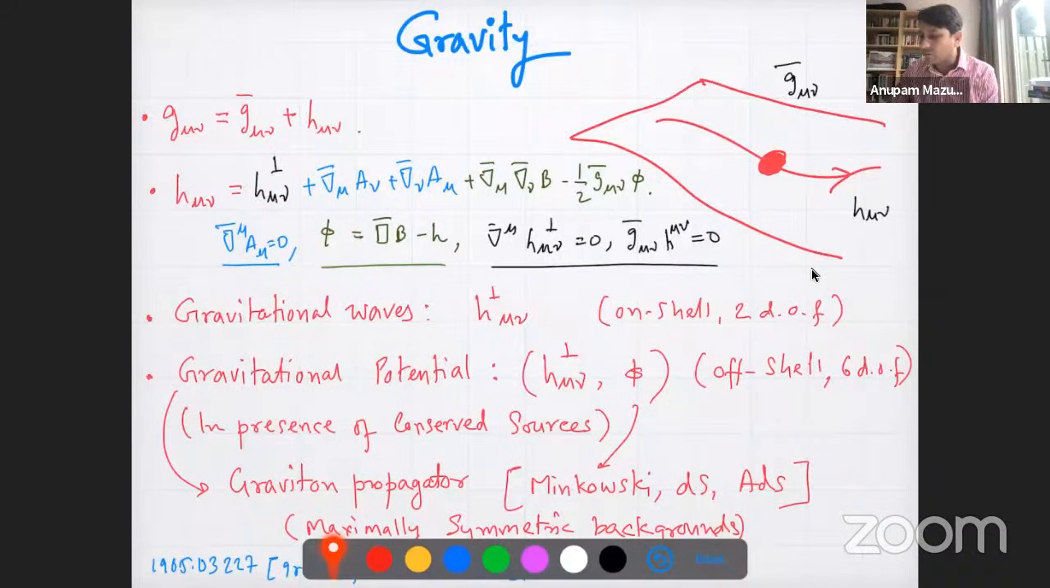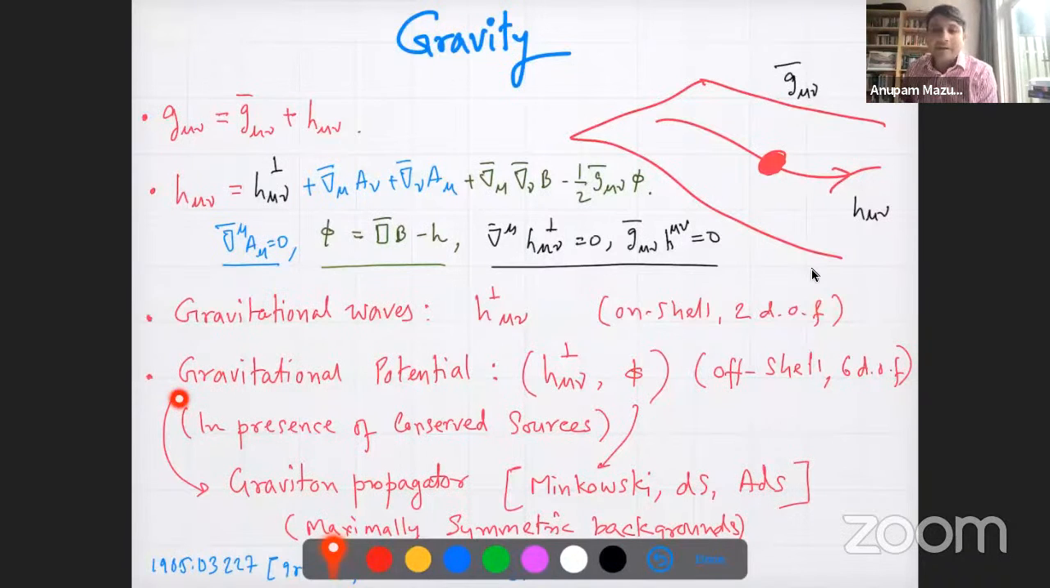You have the vector component, which is transverse, and these are the scalar components. And these are the properties which it obeys. For gravitational waves, this is the transverse and traceless component which propagates in space-time. It's essentially the on-shell graviton, which has 2 degrees of freedom, which many people have discussed already in this conference.